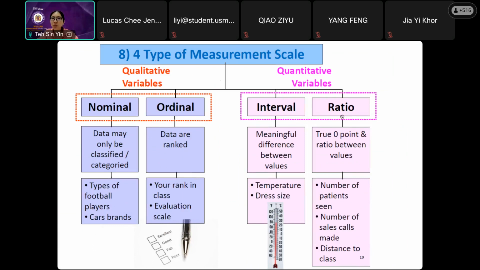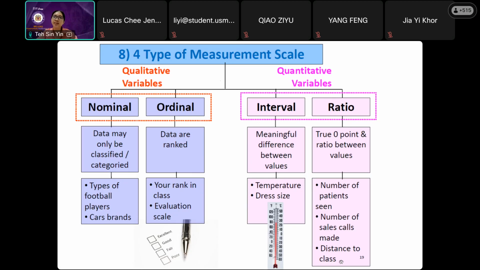What about the ratio measurement scale? There is a true 0 point and a ratio between the values. For example, number of patients seen. Let's say I'm a doctor, I just came to work, I have not seen any patient yet. So the number of patients seen is 0. The 0 means I have not met any patient yet. For example, number of sales calls made. If I am a salesgirl calling my customers, but today I did not make any call yet, the number of calls is 0, meaning I did not call any customer yet.